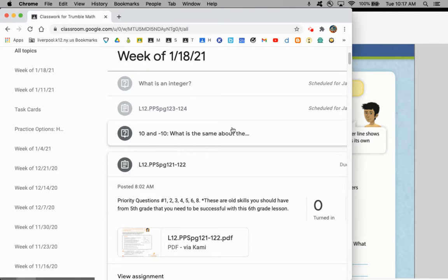And -10 and +10, that's the question right in your classwork tab for your exit ticket.